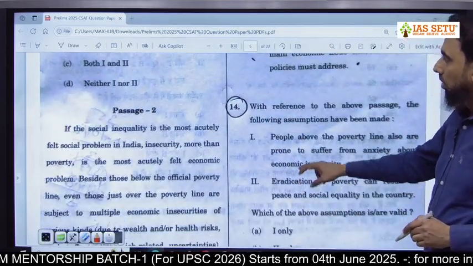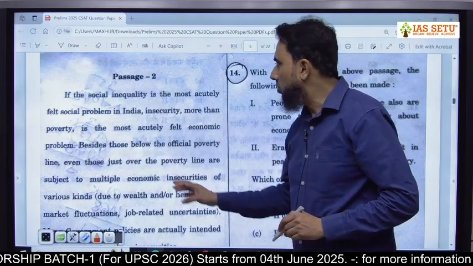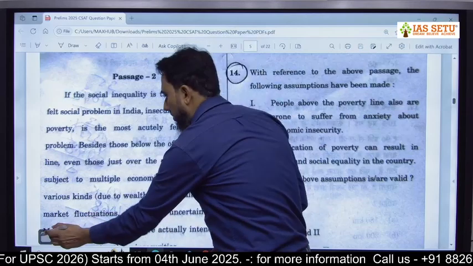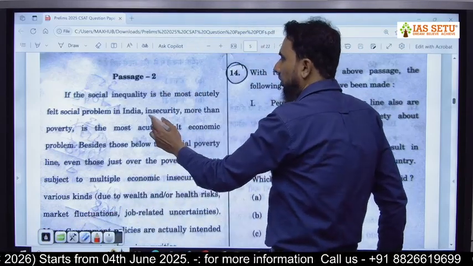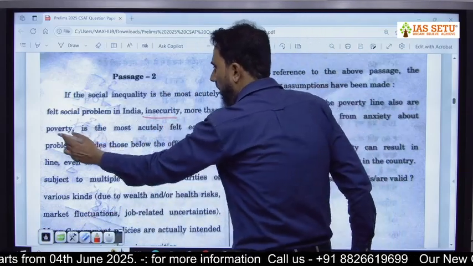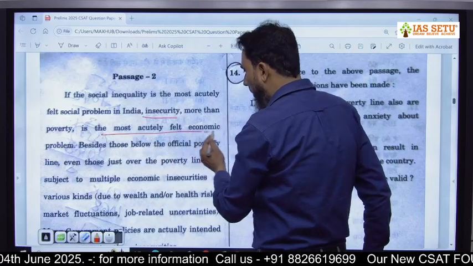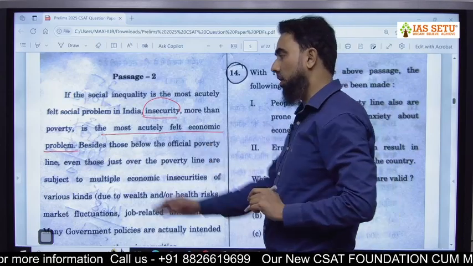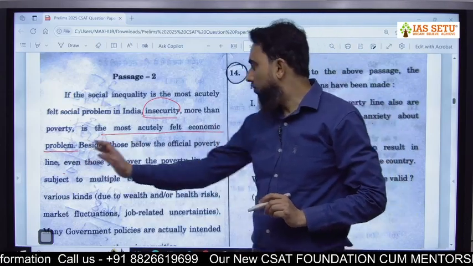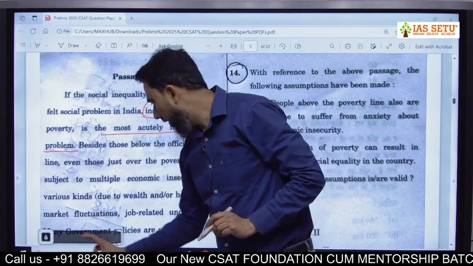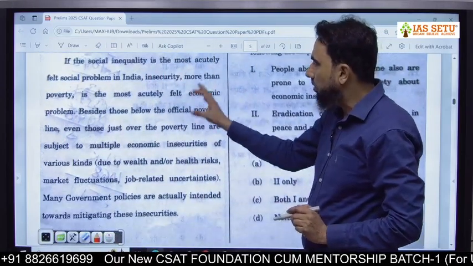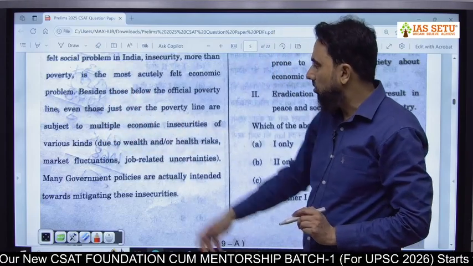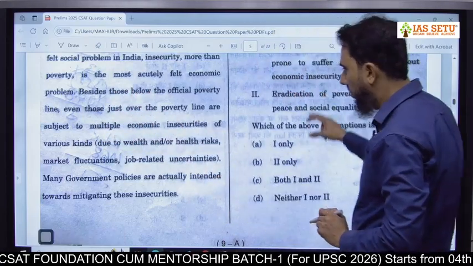Next passage. If social inequality is the most acutely felt social problem in India, insecurity more than poverty is the most acutely felt economic problem. So insecurity is even more serious than poverty itself, and it's the most acutely felt economic problem in India, right? The author has started with a comparison here. Besides those, he now explains how insecurity is a major problem, and let me take you to the questions.